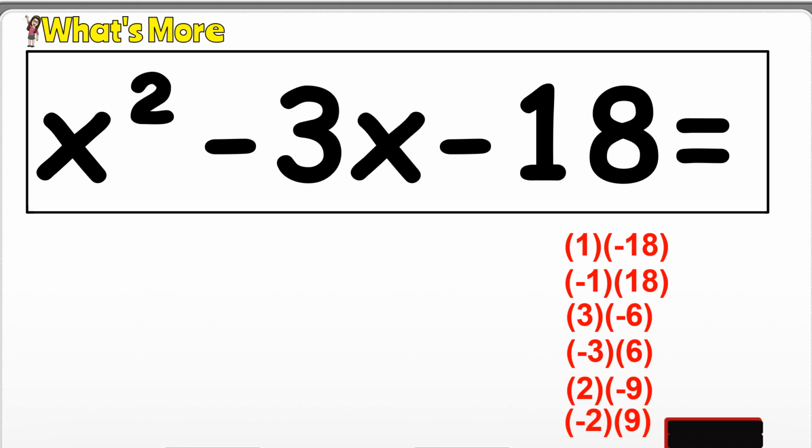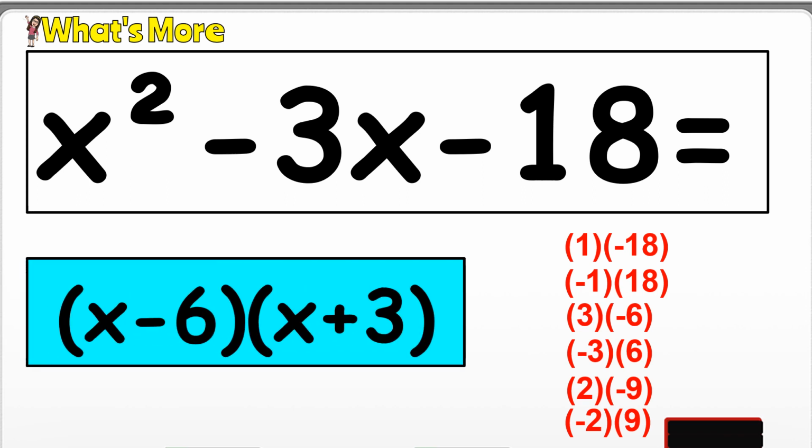And then, tingnan po natin sa mga list of factors natin ng negative 18 na pag pinag-add naman natin yung mga factors na to ay negative 3 ang sagot. And that is 3 times negative 6. Kasi po, 'di ba? 3 plus negative 6, negative 3 ang sagot. Yung numerical coefficient ng middle term mo. So therefore, ang factored form niyan ay quantity x minus 6 times quantity x plus 3.